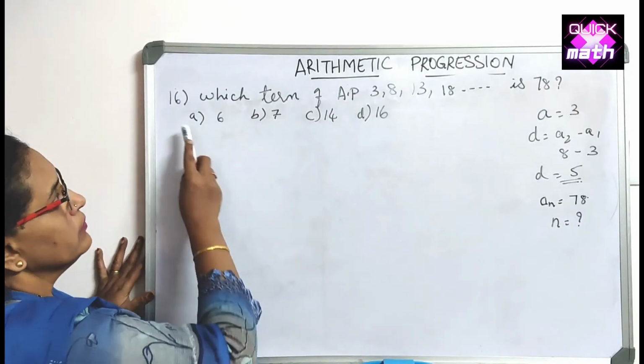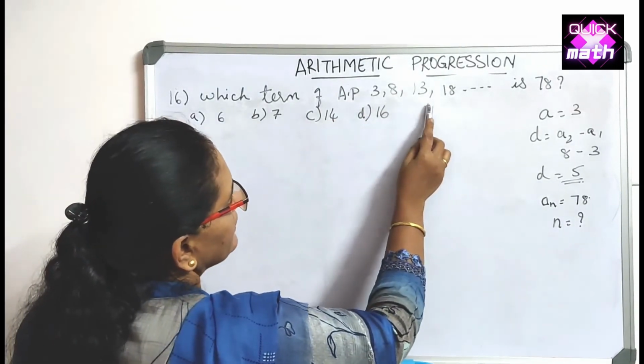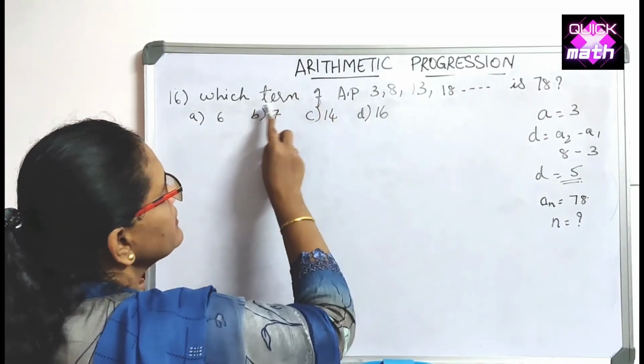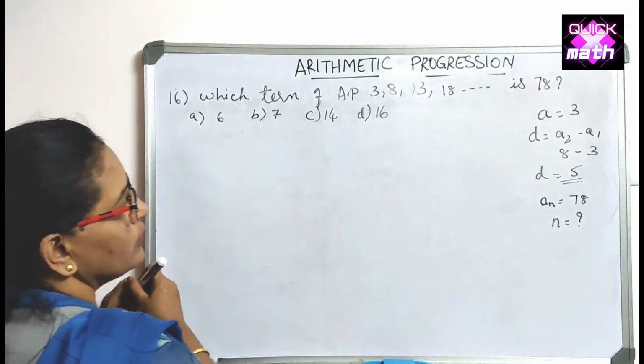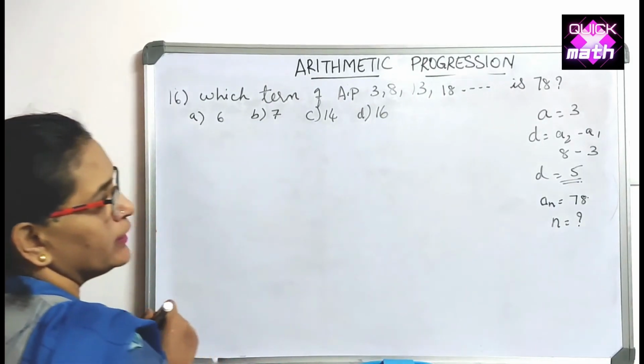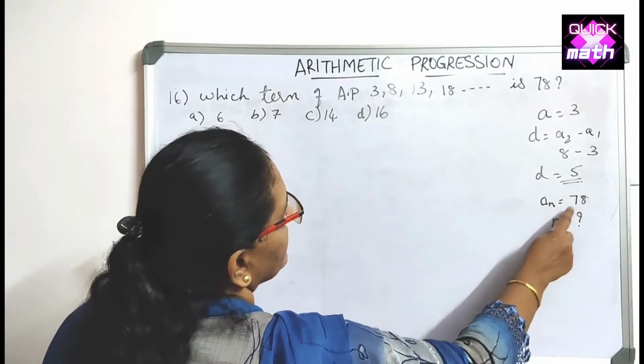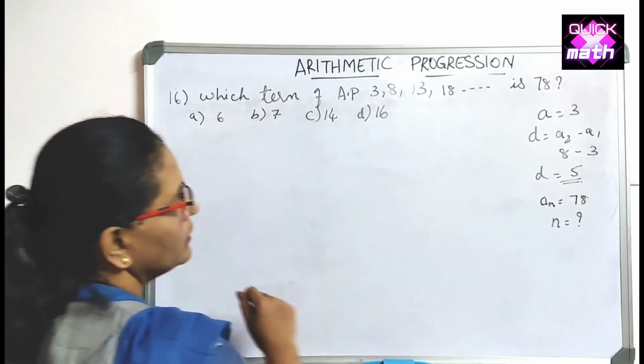Let us do the next sum. Which term of the AP 3, 8, 13, 18 is 78? That means you have to find which term. Term means it is called n. Term means always it is n. So we have to find n, a is given, d you know how to find, and an is also given.